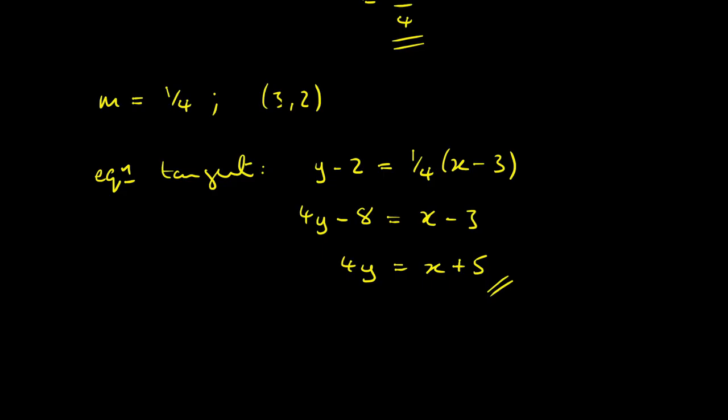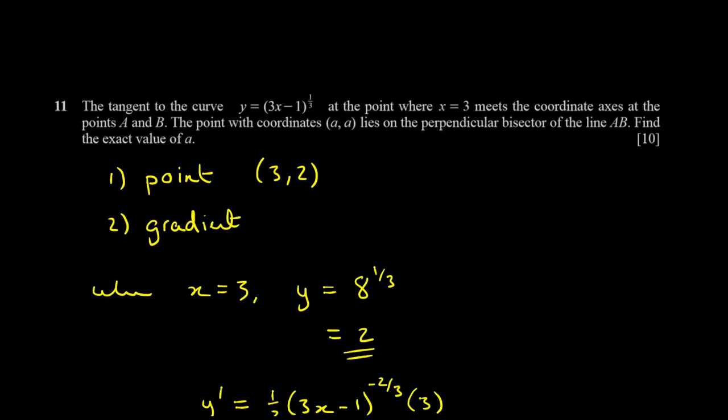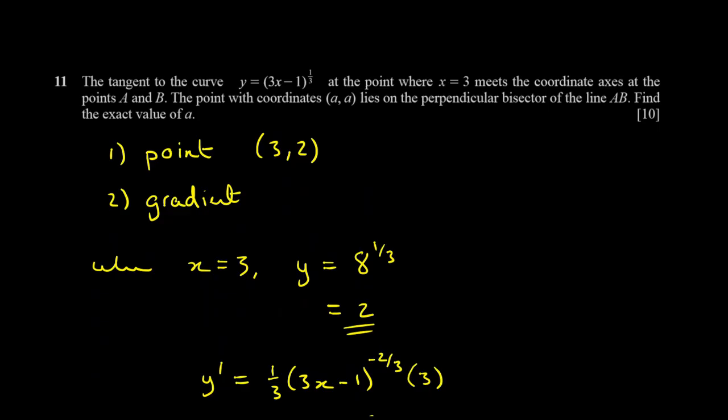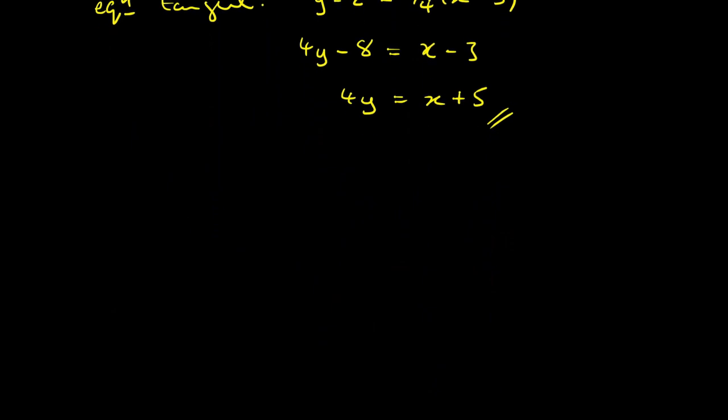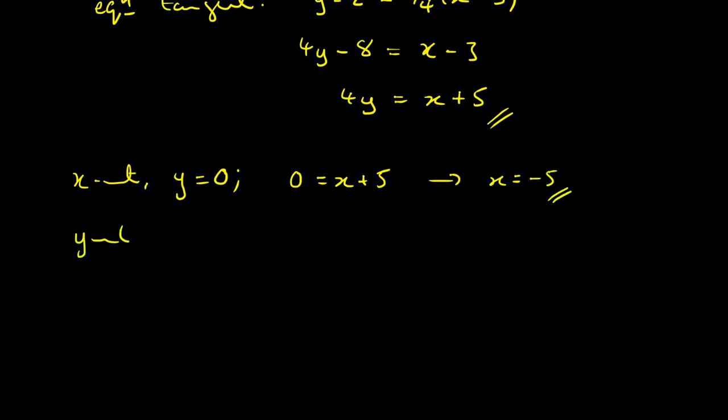And remember, what I now need to find is where this meets the coordinate axes, right? I want to know the x and the y intercepts, because that's going to be my points A and B. Okay, so the x-intercept is where y is equal to 0, right? Because the y coordinate's always 0 on the x-axis. So if y is equal to 0, we get 0 is equal to x plus 5. And what does that mean? That means that x is equal to negative 5. Okay, that's that. The y-intercept is when x is equal to 0 for the same reason. On the y-axis, the x-coordinate is always 0.